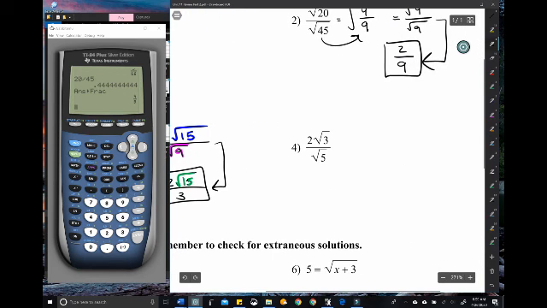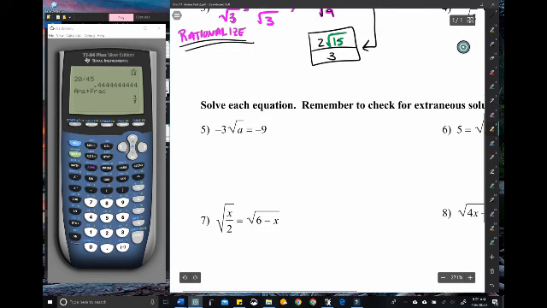Number 4, similar. This time we're going to multiply top and bottom by square root of 5. So 2 roots of 15 all over the root of 25. And then the root of 25 just becomes a regular 5. And very similar to the last question, again, 15 and 5 can't reduce, as tempting as it is. That's a square root, so it is not divisible by 5.